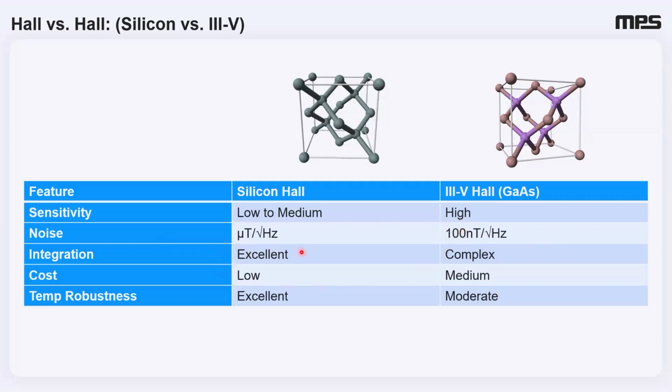This is the big one. Integration. For silicon, it's simple. You literally take the same substrate that you're going to put all your MOSFETs and your resistors and all your other semiconductor devices on and build a Hall right into it. With gallium arsenide, you can do that, but it's very, very expensive.